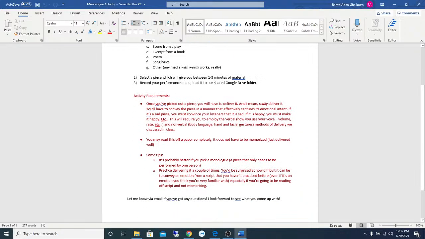So just to wind up the activity requirements, once you've picked out a piece, you'll have to really deliver it in the emotional intent of that scene. You can read this off of paper. That's totally fine. It's not like a speech. It doesn't have to be memorized. If you want to memorize it, then that's great. Go ahead. Some tips. It's probably better if you pick a monologue. If you want to go above and beyond and do a dialogue or something like that, like I said, I won't stop you.